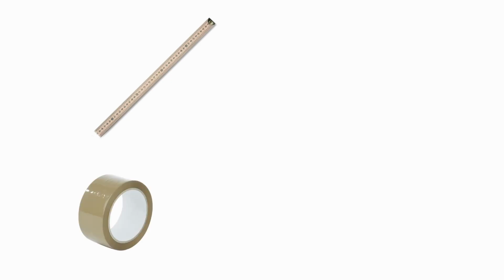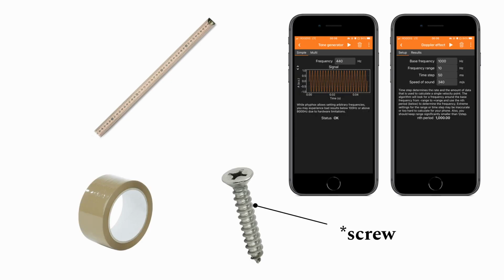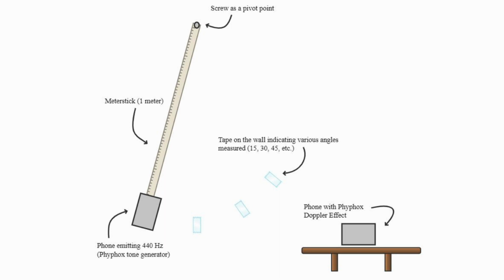In order to create a pendulum, we use the following: a meter stick with a hole at the top, lots of duct tape, a nail, and 2 phones, one with Phyphox tone generator and one with Phyphox Doppler effect. At the end of the meter stick, we placed the tone generator phone and secured it tightly with duct tape, keeping in mind to do test swings after taping the phone to test its security before proceeding with the experiment. Once this is done, we then hung the apparatus on the nail, making sure to pad the space on the nail with duct tape to prevent it from wobbling as it swings.